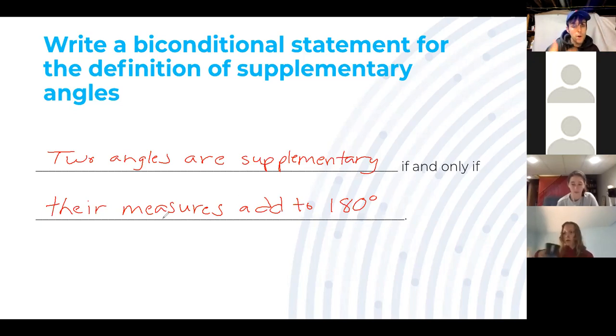We could maybe be a little more precise and clean up things like "their" and "add to." There's always some more specific language that we could probably use, but we get the point of what this is saying. This is a basic biconditional statement for the definition of what supplementary angles are. All right, we'll come back to biconditionals when we start doing more definitions and proving more things. But I just wanted to make sure we understood what a biconditional statement was.